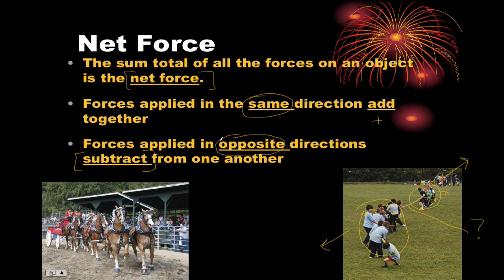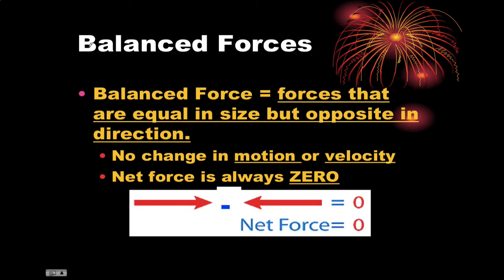Now, this is going to be really important when we start talking about whether objects are going to accelerate or not. So, in the case of balanced forces, we have one force here, and we have another force right here. What do you notice about the direction of the arrows? Well, they're going in opposite directions. That's why we're subtracting them. They are equal in length, so they're equal in magnitude. So if I take one and subtract it from the other, I'm going to get 0 net force.